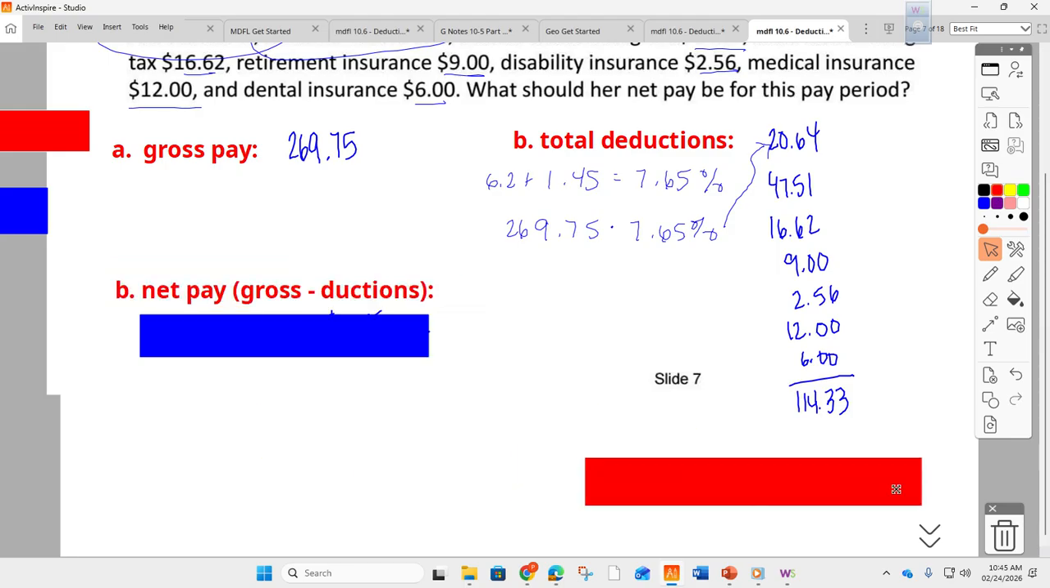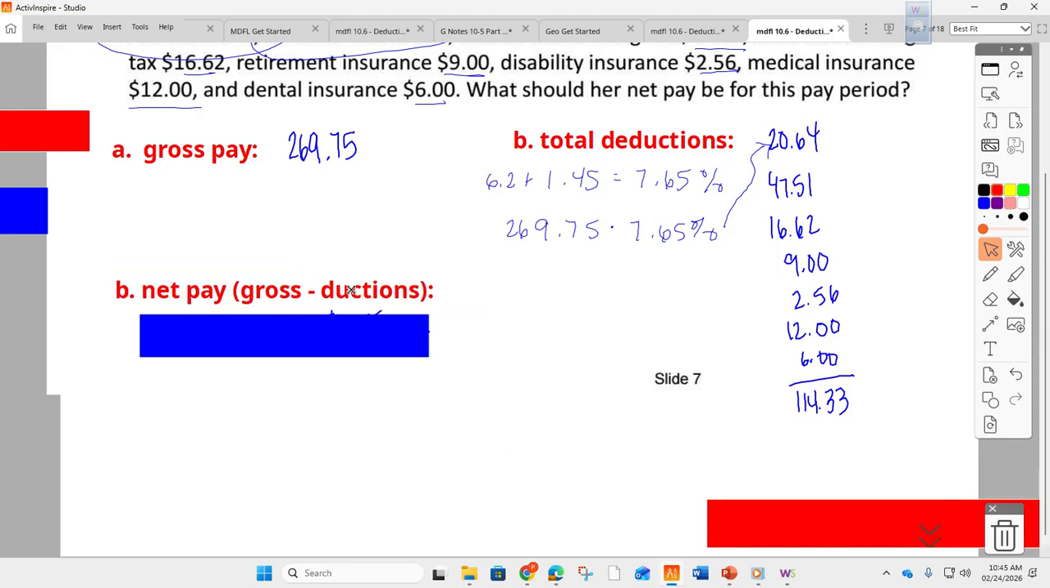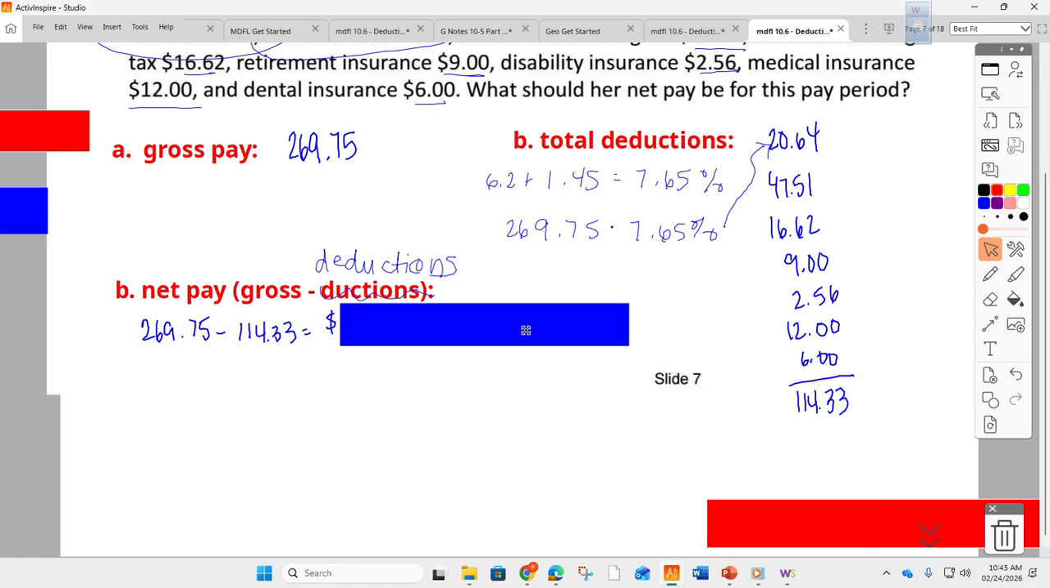So her net pay is gross minus deductions. I've looked at this 3 times a day, and that's the first time I saw that. So gross pay $269.75 minus her deductions for a net or take-home pay of $155.42.